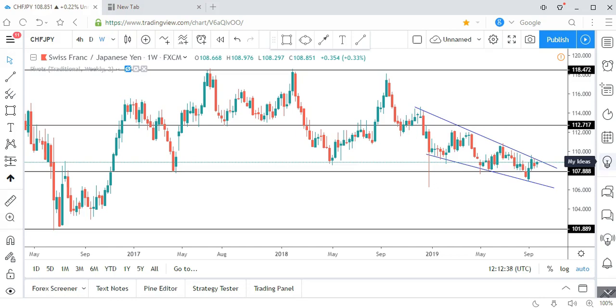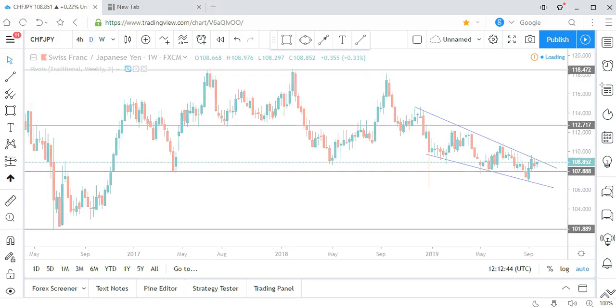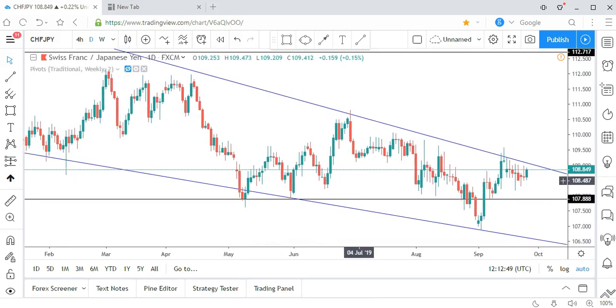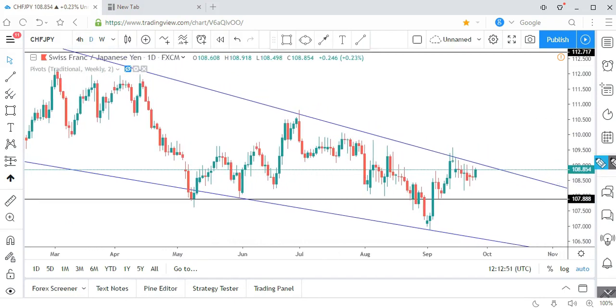But before we conclude on that, let's go to a lower time frame to see what is happening. So we go to the daily time frame. On the daily time frame, this is what we have here. Price pushed up here and was rejected, came down, and there was another rally to the upside, and price found resistance here again.